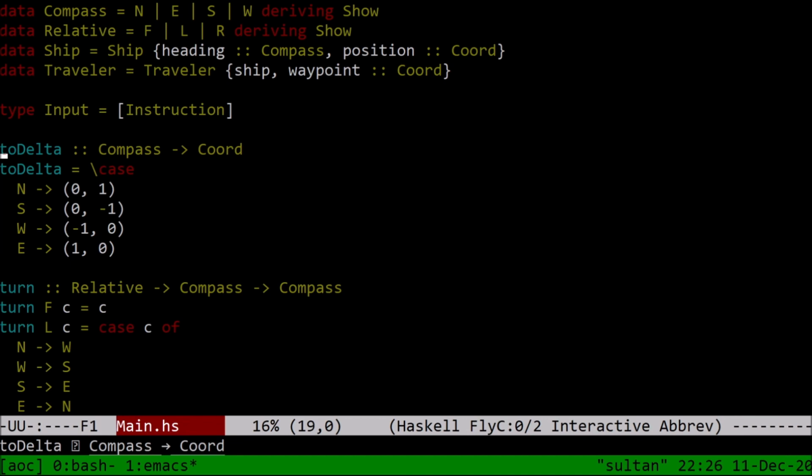If the waypoint is at, let's say, 5 north and 3 east, and I rotate that right, is that the same as rotating north right and east right? Yeah. Huh. So maybe I don't want to represent the waypoint as a coordinate, actually. Maybe I want to represent it as a pair of compass plus int. It makes the rotation simpler.